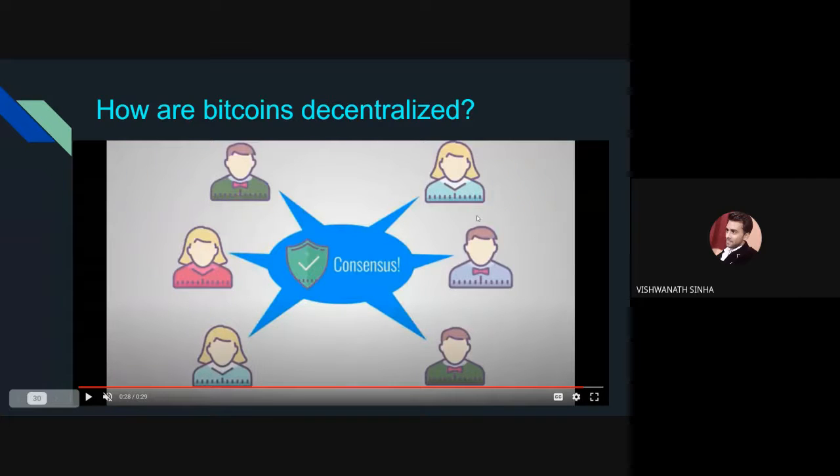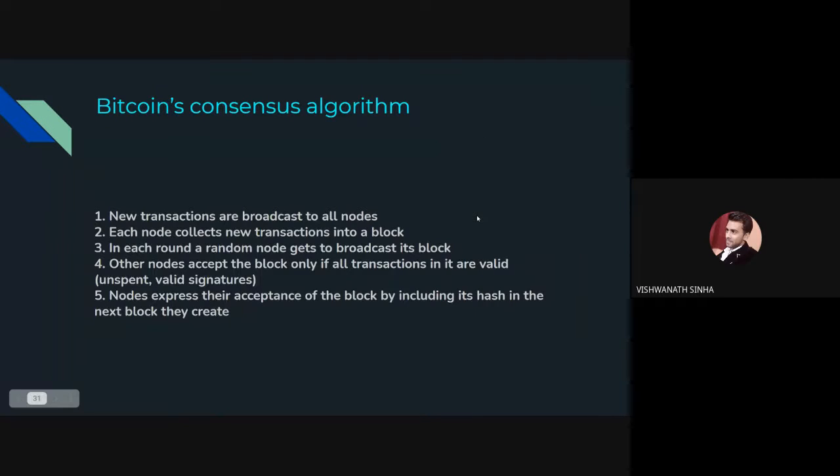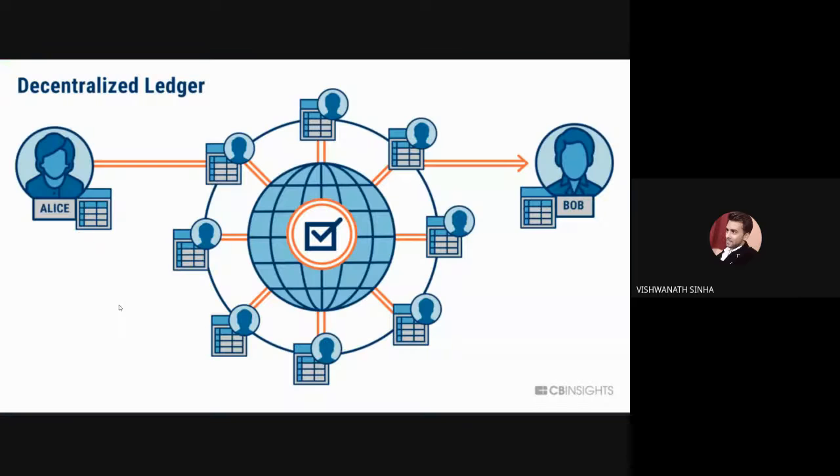Bitcoin's consensus algorithm works like this: each new transaction is broadcasted to all of the nodes. Each node collects new transactions into a block, and in each round a random node gets to broadcast its block. Each node tries to validate whether the signature is true and the coin being transacted is unspent or not. The nodes express their acceptance of the block by including its hash in the next block which they create. This is how the nodes over the globe work as a peer-to-peer network, providing decentralization to Bitcoin and the cryptocurrencies.